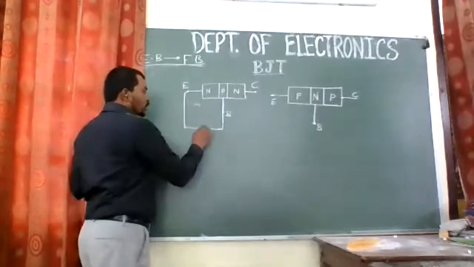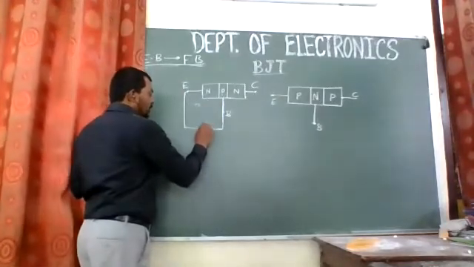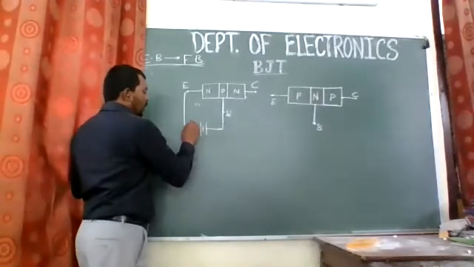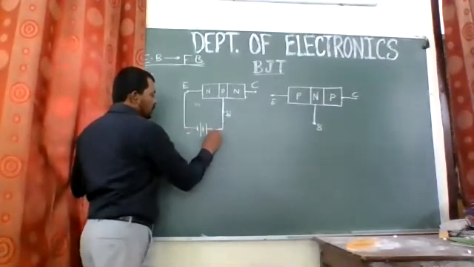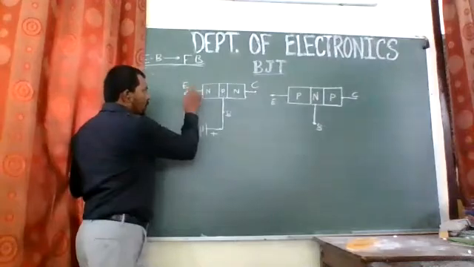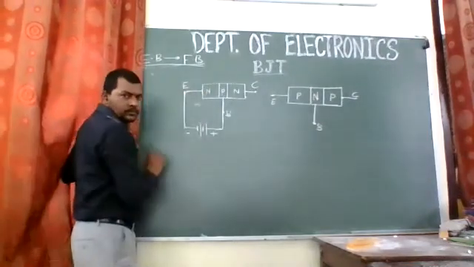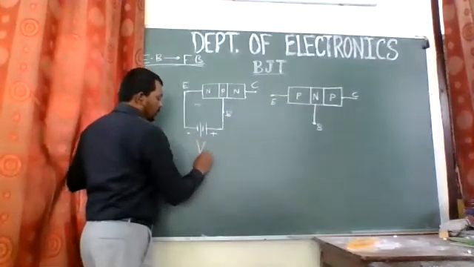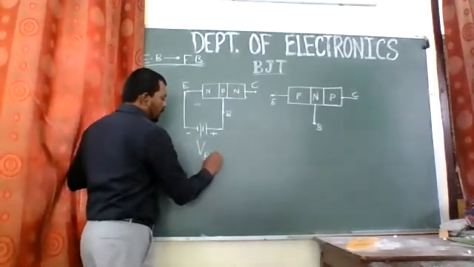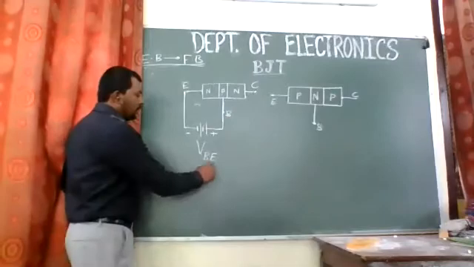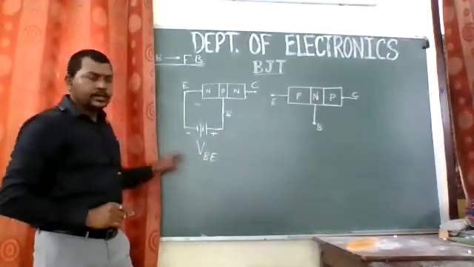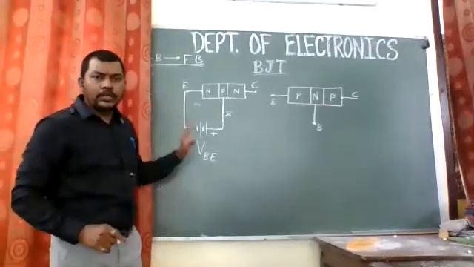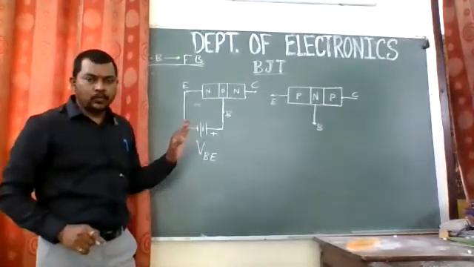So the positive terminal of the battery is connected to the P type and the negative terminal is connected to the N type. This is negative and this is positive. I call this battery VBE, the base emitter voltage, since we are connecting it to emitter and base. So the emitter base junction should always be forward bias.